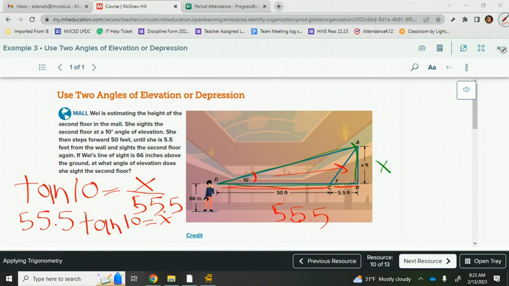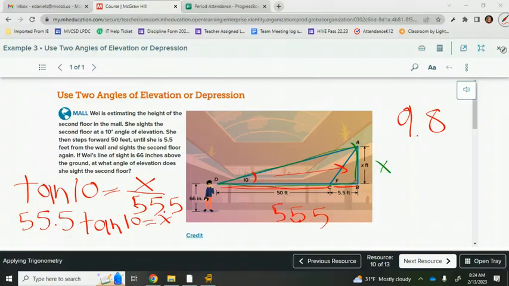Now I want you to go ahead and plug that part into the calculator, the 55.5 tangent 10, and when you're done, just shout it out. 9.7? Okay, 9.8. Is that what we're getting? Yeah, seeing a lot of head nods. Okay, cool. So we have our 9.8.